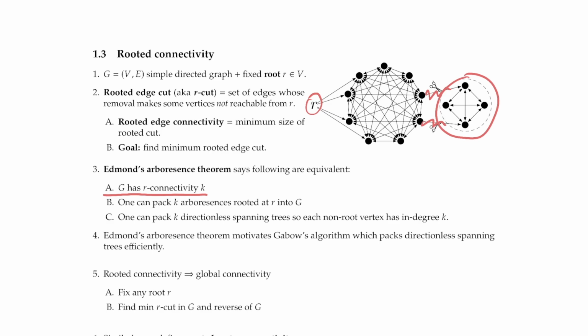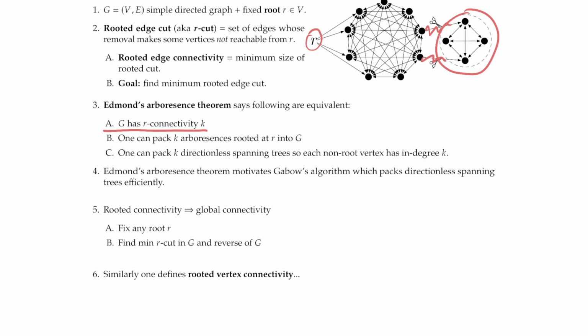Gabow's algorithm is actually directly for rooted connectivity. Of course, rooted connectivity easily implies global connectivity. You just pick any root arbitrarily and find a minimum R cut in the graph. In case R doesn't turn out to be on the source side of the minimum cut, reverse the graph and then compute the minimum R cut again. That'll cover the case where R happens to be on the sink side of the minimum cut. So that's rooted edge connectivity. Likewise, one can define rooted vertex connectivity and rooted vertex cuts and so forth.